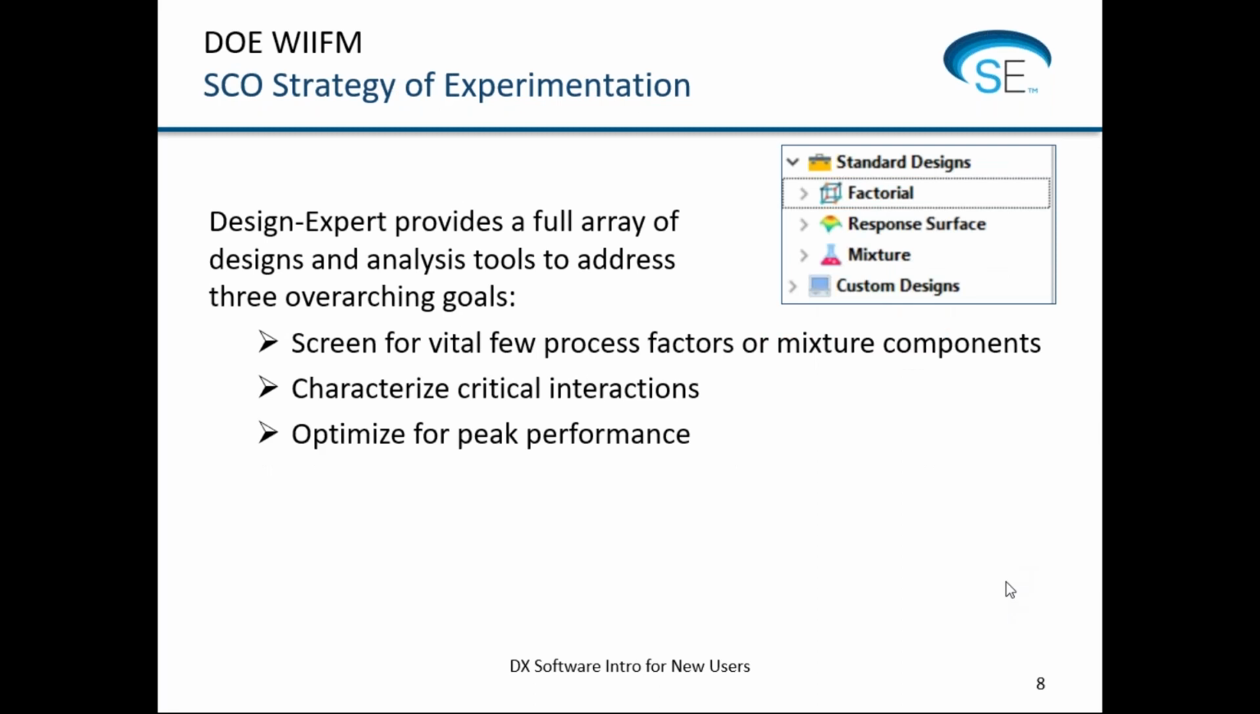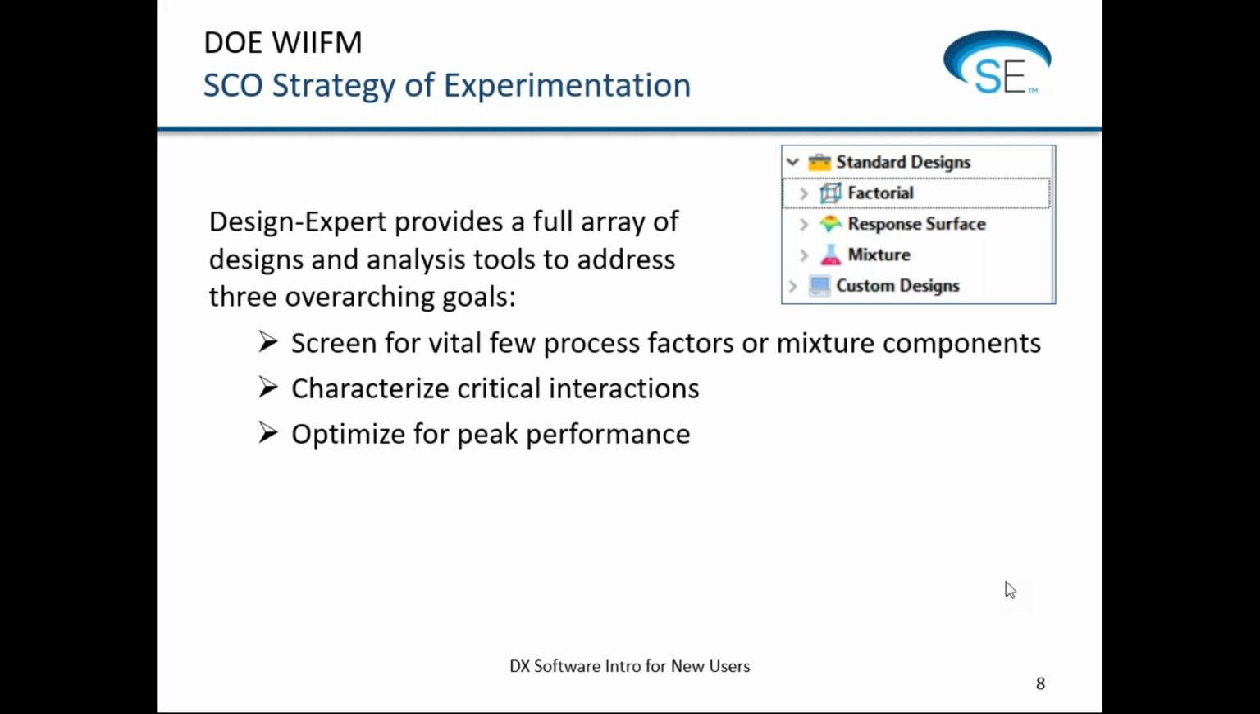Now we have a full array of design types and analysis tools to address three overarching goals. One reason we could do a designed experiment is to screen. We may have 20 different factors that we think could impact a process, and we want to reduce that down to the critical 3, 4, 5, the relevant few. Once we have that, we may want to go ahead and characterize the critical interactions so we more fully understand the system, right? So there's two levels of experiments that we could conduct. And then we ultimately may want to find the optimal conditions for peak performance. That might be a response surface design potentially.